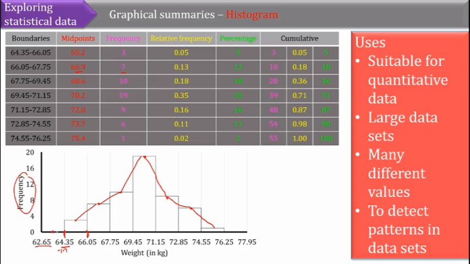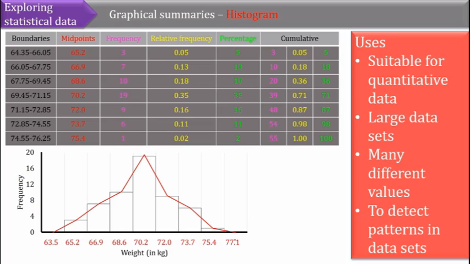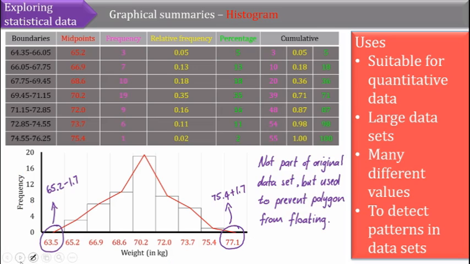It has 0 frequency, so it's sitting on the x-axis, and over here we'll take our midpoint and add 1.7 to it to get this one, and we'll connect. So that will give us our frequency polygon. These two, the bottom one over here and the top one over here, don't exist in the data set, so that's why they have a frequency of 0, and we simply include them so that we can anchor our frequency polygon so that it doesn't float in the air.